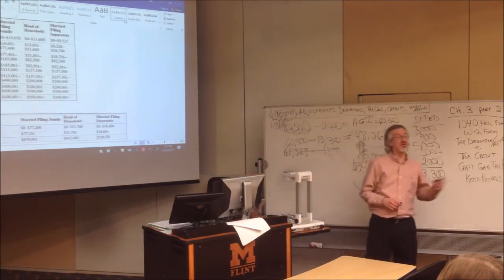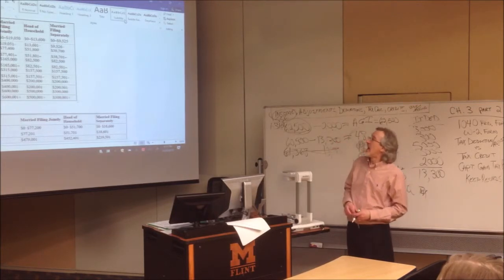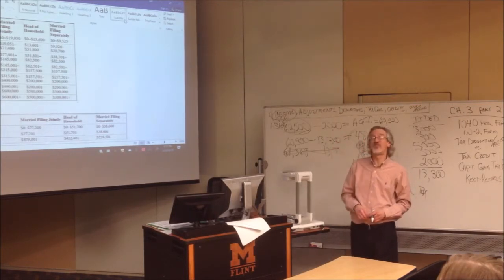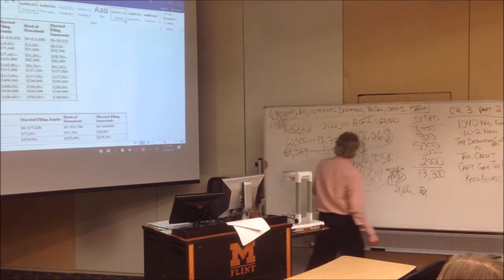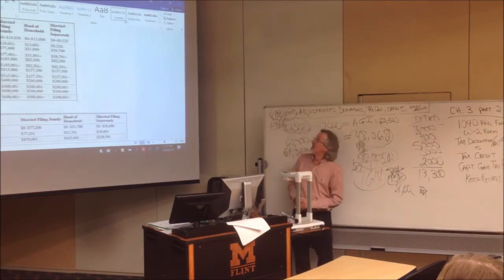Go to the right column. Look at the first row. Head of household has to pay 10% on the first $13,600. So 13,600 times 10% is $1,360. There's that one. Next column.